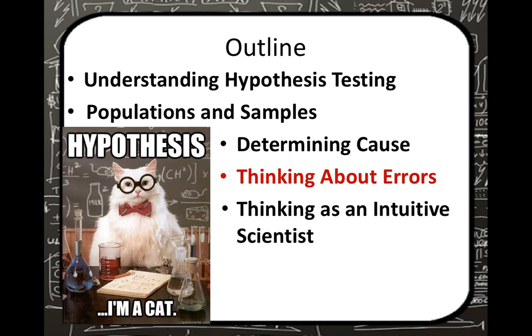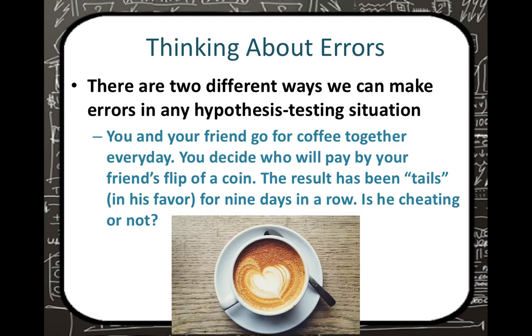Now, talking about thinking about things, let's think about errors. Okay. So there are two different ways that we can make errors in any hypothesis testing situation. Keep in mind, this whole chapter is about hypothesis testing, right? Either confirming or disconfirming an idea or belief we hold. So to illustrate the two different ways that we can make these errors, let's have an example.